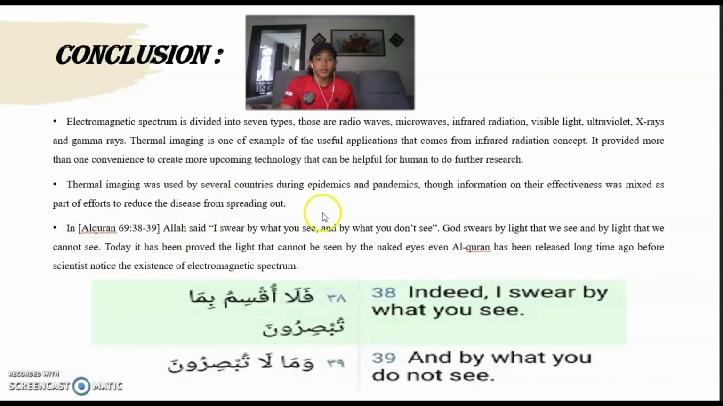In the Quran, Allah said, I swear by what you see and by what you don't see. God swears by the light that we see and by the light that we cannot see. Today it has been proved that there is light that cannot be seen by naked eyes, even though the Quran was revealed long before scientists noticed the existence of the electromagnetic spectrum. Allah said, "Fala uqsimu bima tubsirun," indeed, I swear by what you see, "wama la tubsirun," and by what you don't see, which is about the heat that we cannot detect by our naked eyes, but we can use our technology to detect it. And Allah revealed all of this a long time ago, before scientists' explanations.